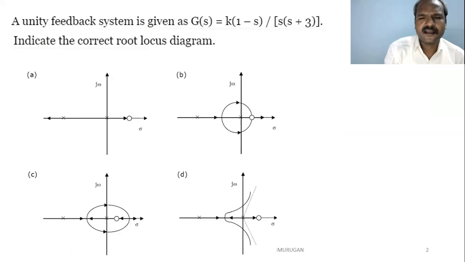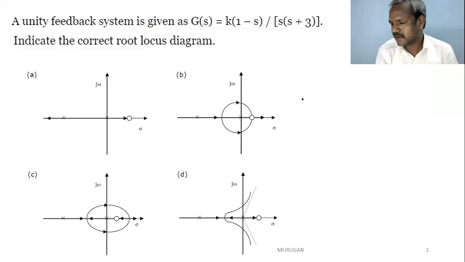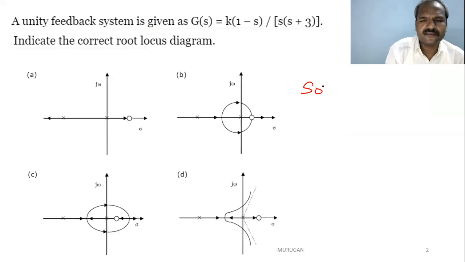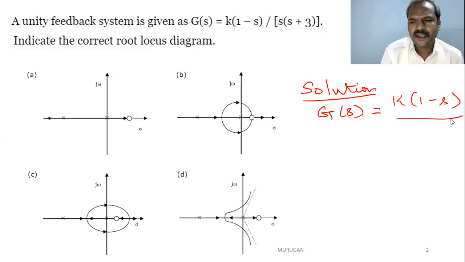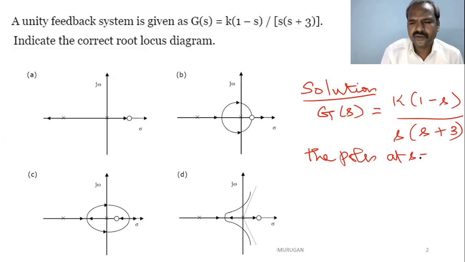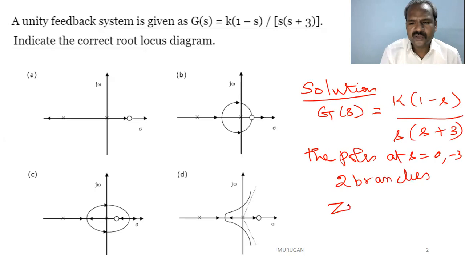First let us analyze using the given transfer function. Solution: G(s) = K(1 - s) / (s(s + 3)). The poles are at s = 0 and s = -3. So there are two poles, hence only two branches, and a zero at s = 1.